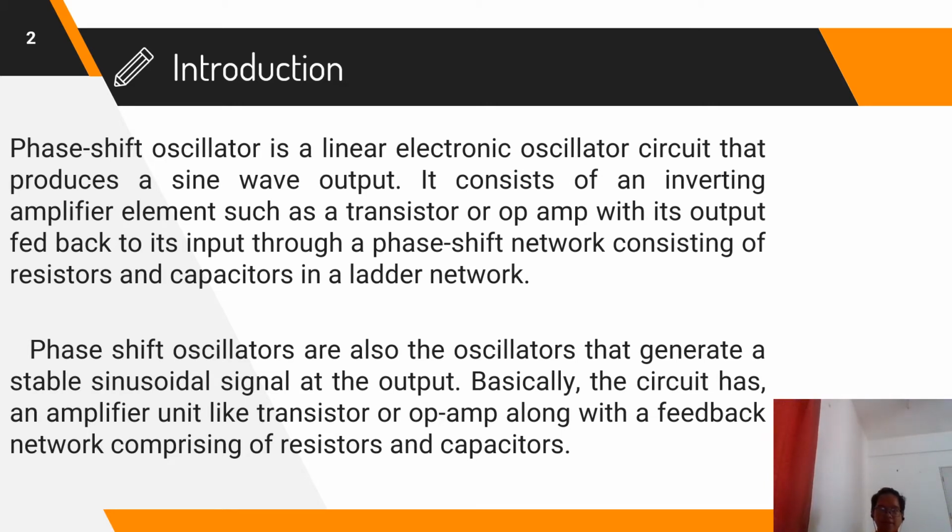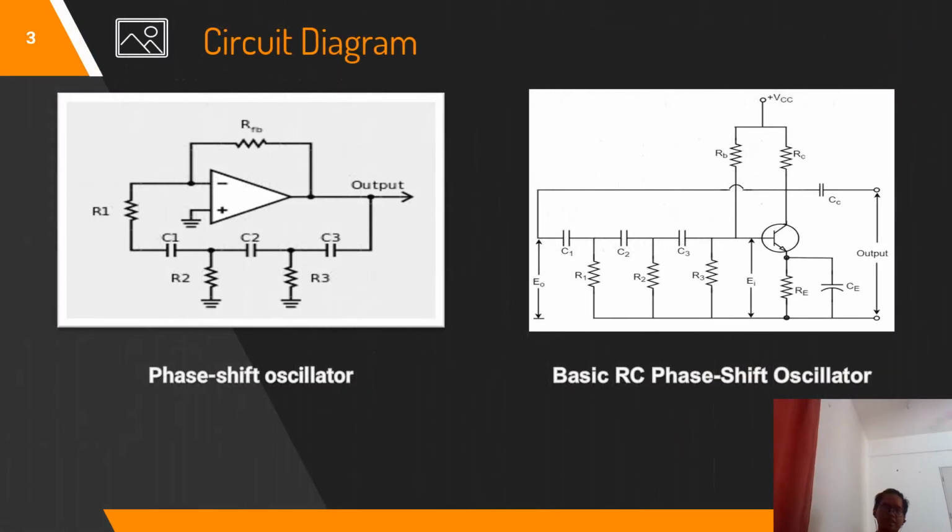Phase shift oscillators are also oscillators that generate a stable sinusoidal signal at the output. Basically, the circuit has an amplifier unit like a transistor or op-amp along with a feedback network comprising resistors and capacitors. This is the circuit diagram.